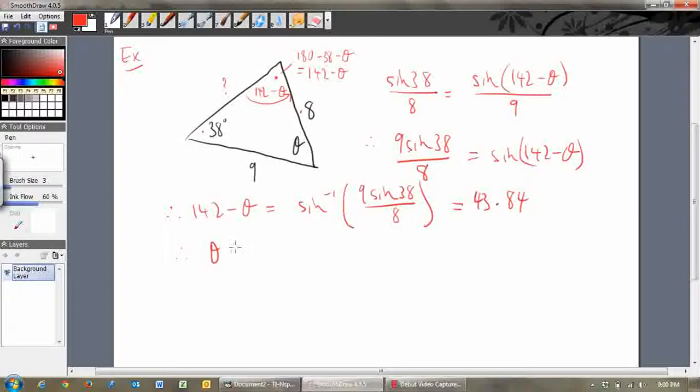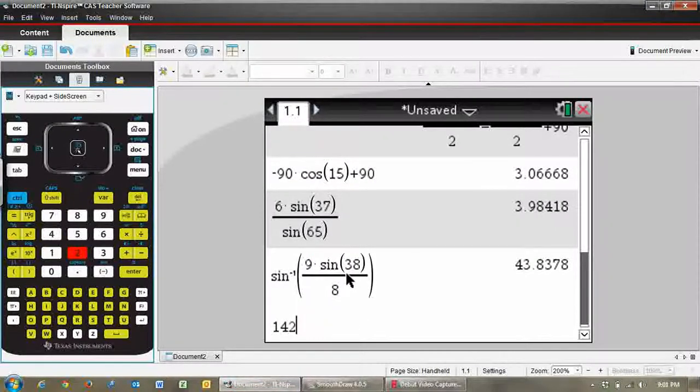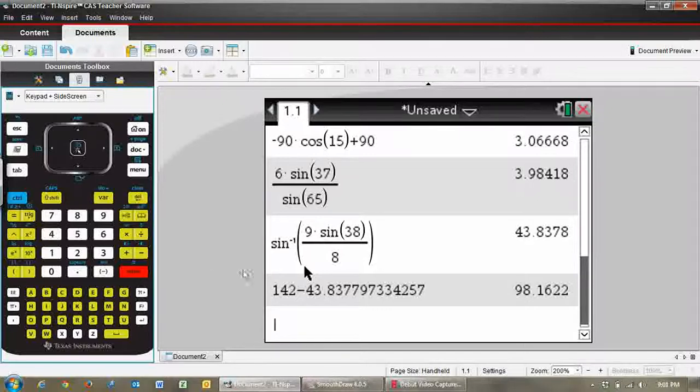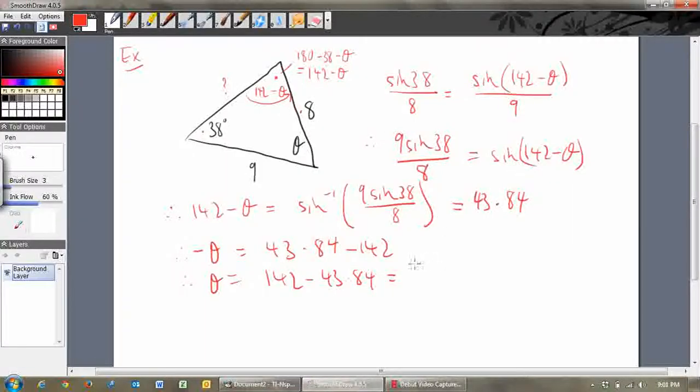So therefore, theta, well, I'll do it two steps at a time. Subtract 142 from this side, so that equals 43.84 minus 142. Therefore, theta equals, and we just swap those around. If you're timesing by negative, that's going to be negative, that's going to be positive. So it'll be 142 minus 43.84, which is equal to, should I do it in my head? I don't think I can, a bit old. Minus answer, control answer, equals 98.16. We're finding out the angle there, so that's degrees. We're still in degrees.